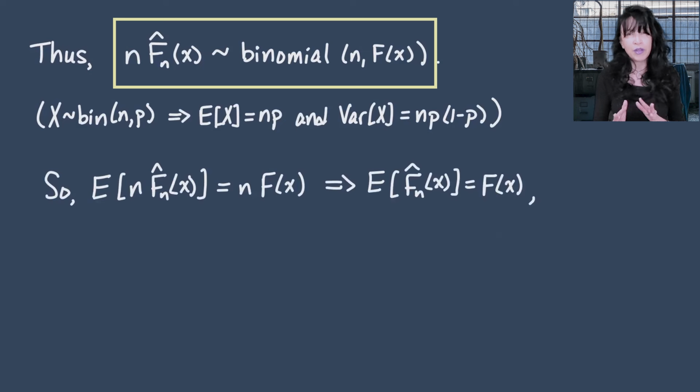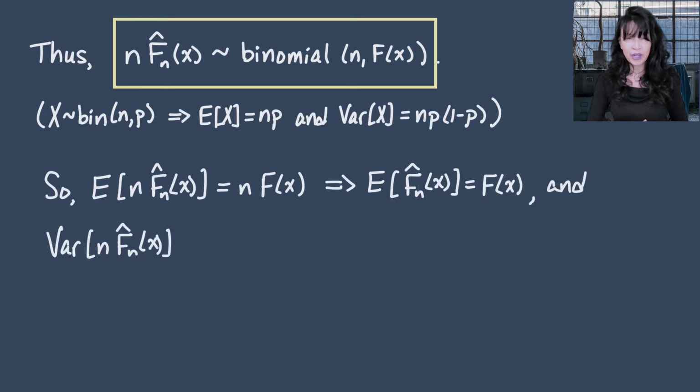We talked about maybe how much it changes between samples. Let's look at the variability. First, let's look at the variance of this random variable here. Because it's a binomial random variable, we know how to compute this. We're going to get n p times 1 minus p, but p is capital F of x. So we're going to get n times capital F of x times 1 minus capital F of x.